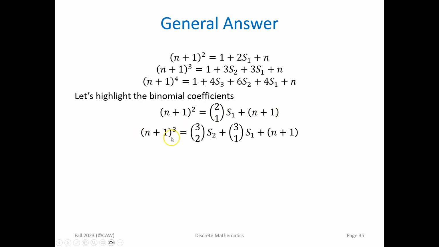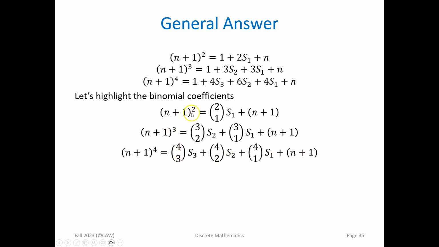And for (n+1)³, we're going to have the binomial coefficient 3 choose 2 times S₂ plus 3 choose 1 times S₁ plus n plus 1. (n+1)⁴, very similar evaluation: 4 choose 3, S₃, 4 choose 2, S₂, 4 choose 1, S₁, n plus 1.